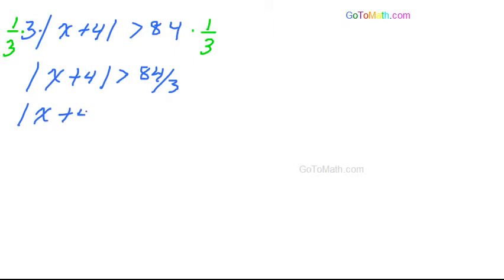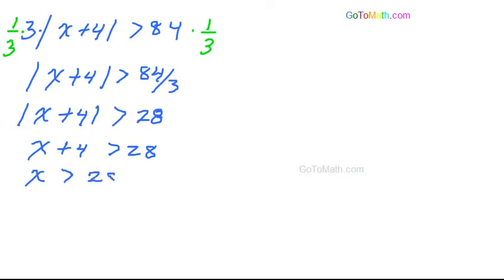I would not have known that. 28 times 3 is 84. Yeah, okay. So now we're going to go ahead and drop these absolute value bars and solve for x. So we have 28 minus 4, and therefore x is greater than 24.